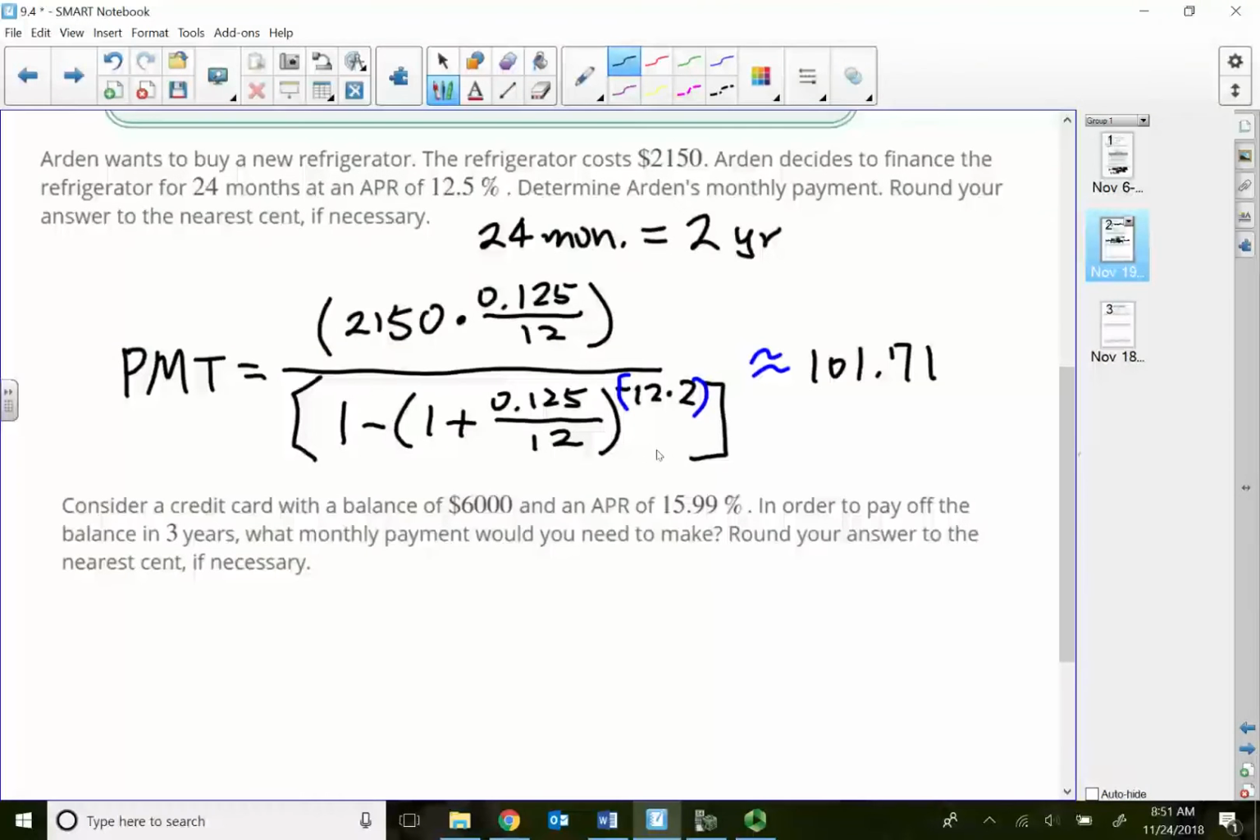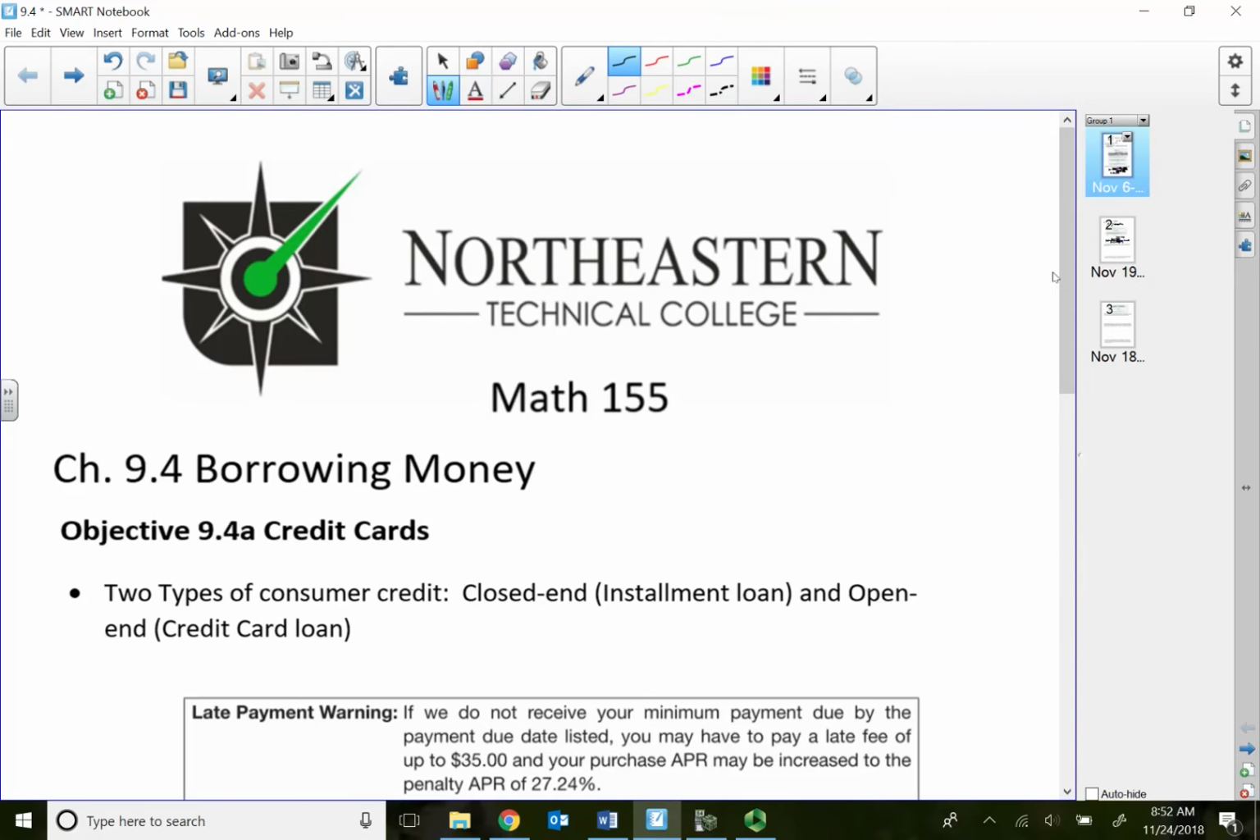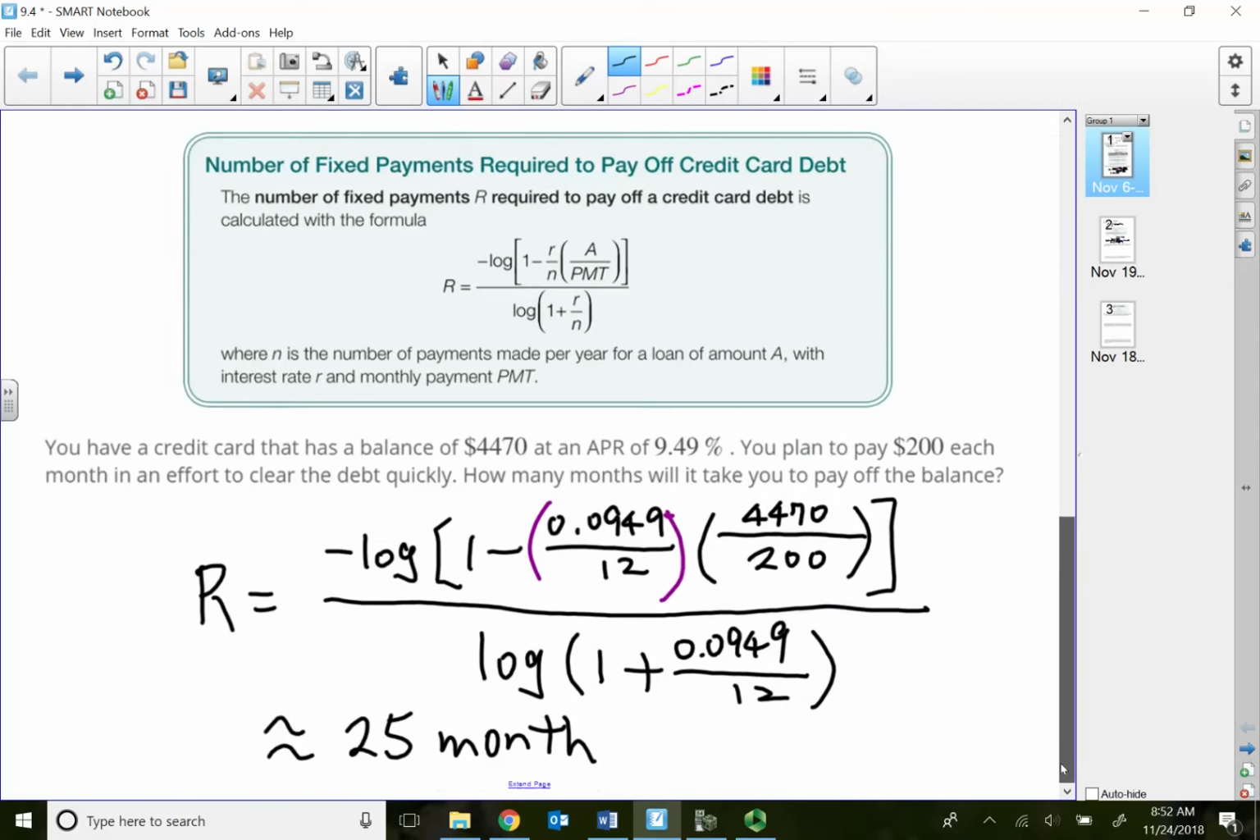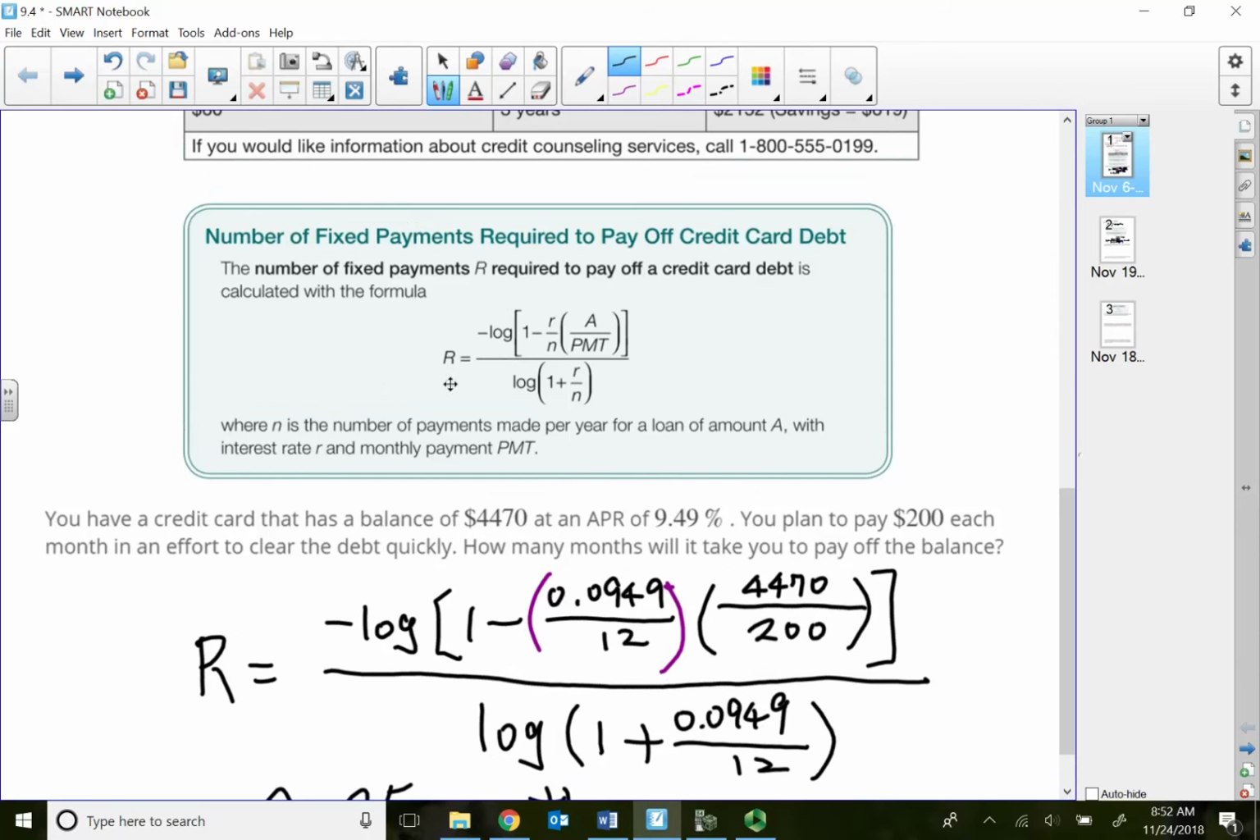All right, let's try another one. Okay, consider a credit card with a balance of $6,000 and an APR of 15.99 percent. In order to pay off the balance in 3 years, what monthly payment should you need? This problem is different than the one we mentioned in 9.4 objective A, because that formula was used to find the number of payments.